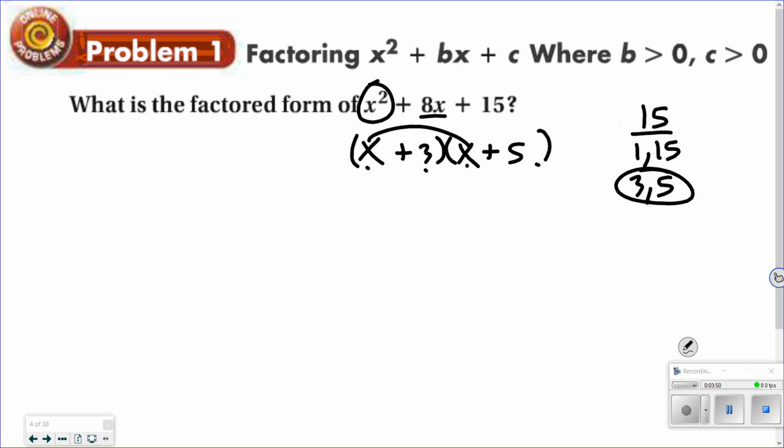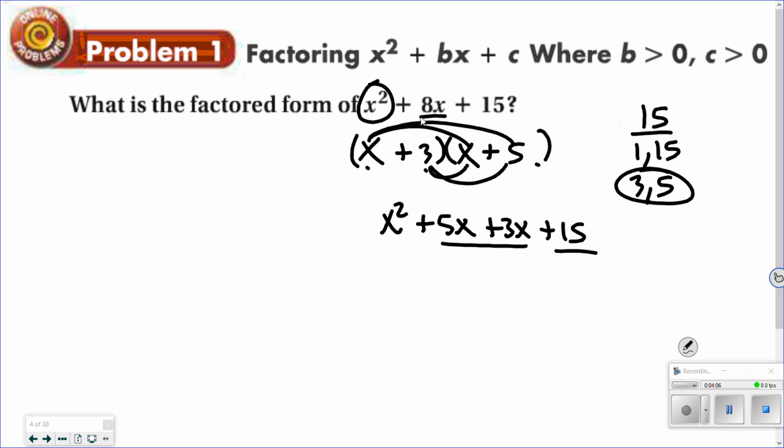Just multiply it out with me. It's x squared, right, plus 5x, plus 3x, plus 15, right? 3 times 5 is 15. You add those together. 5x plus 3x gives us the 8x in the middle.